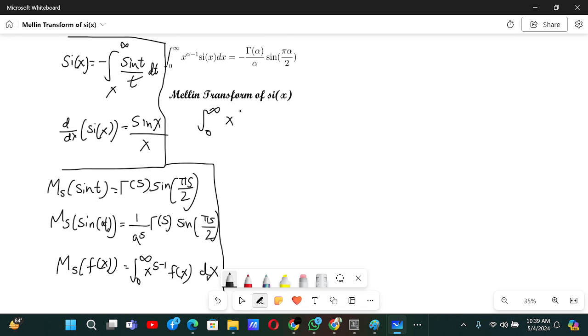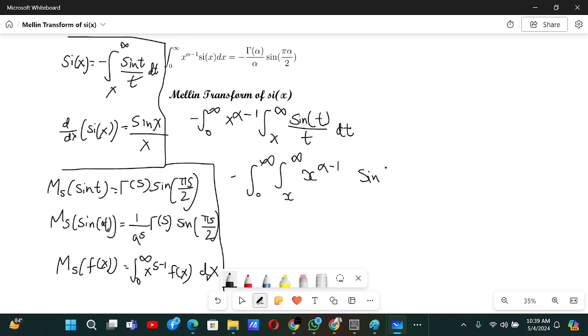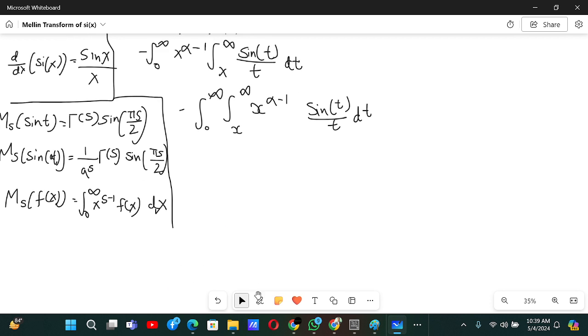We basically have x to the power alpha minus 1, and this si function is now a negative of integral from x to infinity sine t by t dt. Now integral from 0 to infinity, integral from x to infinity, x to the power alpha minus 1 sine t by t dt. And now the next thing that we might want to do is let y be t by x. Basically I want to change the limits to numbers: integral from 0 to infinity, integral from 1 to infinity.